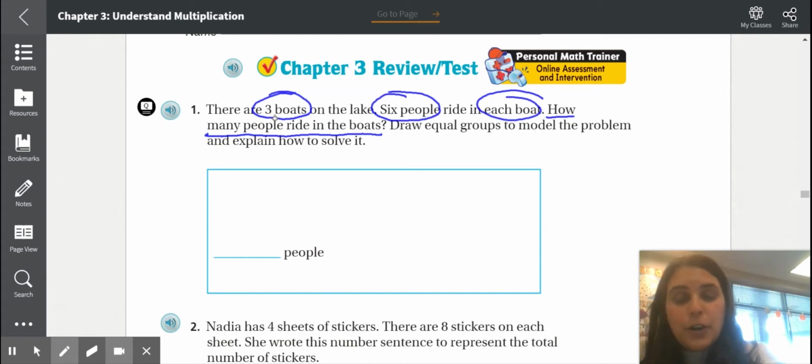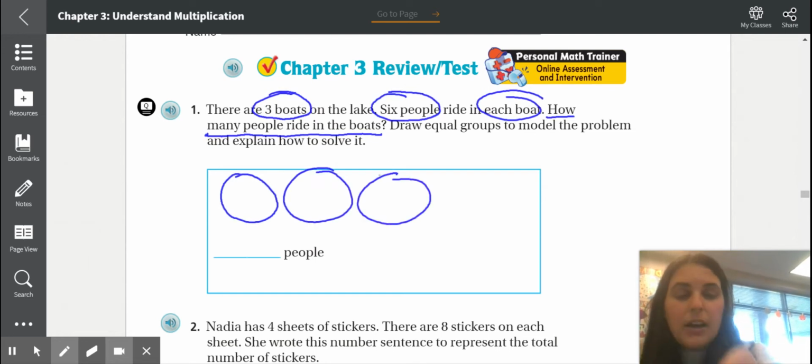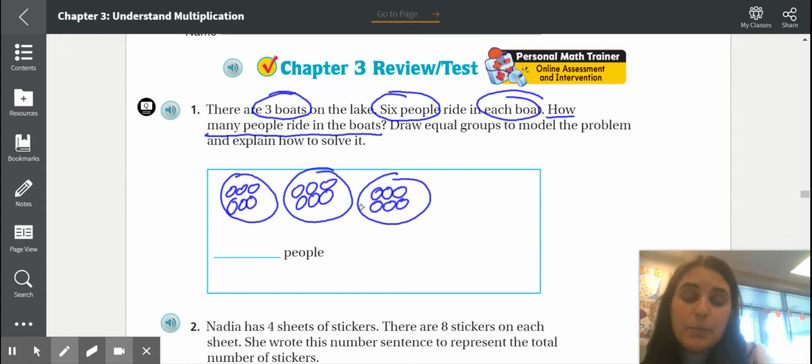3 boats, so we'll draw 3 circles. 1, 2, 3. And then there are 6 people in each boat, so now we'll draw 6 circles inside. 1, 2, 3, 4, 5, 6. Okay, now you can count or count by 6s to find how many in all. So that's 6. 6 more is 12. 6 more is 18.